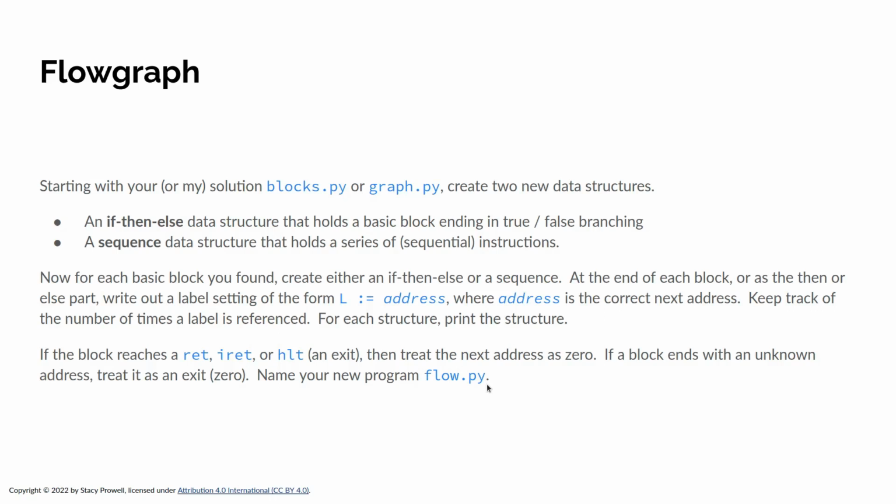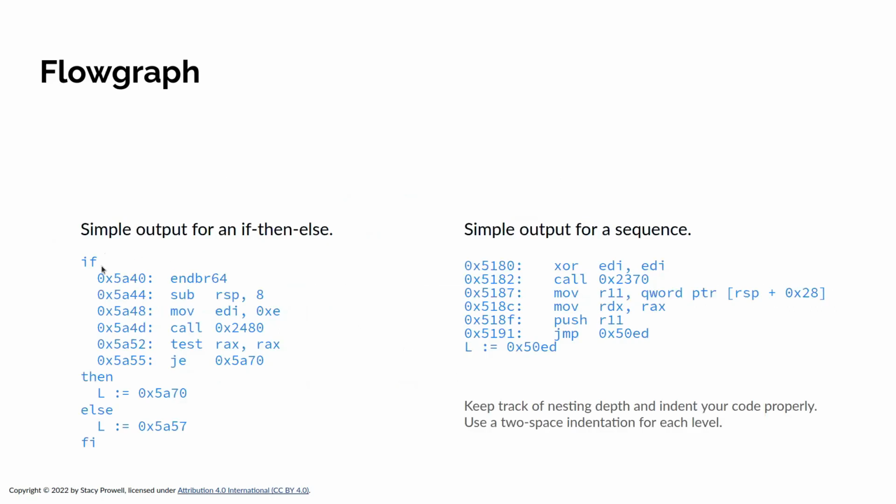What is this going to look like when you print it out? It's going to look like this. So here's an if-then-else. Here's my basic block inside here. At the end, I have a jump if equal to 5A70. And so my then part is going to be setting L to 5A70. What about the else part? Well, that's going to be 5A55 plus the 2 bytes for that branch, so that's going to be 5A57. And that's what it is right here. And that's it: if, then, else, fi, because everyone loves the language PL/1 or bash. Think of bash.